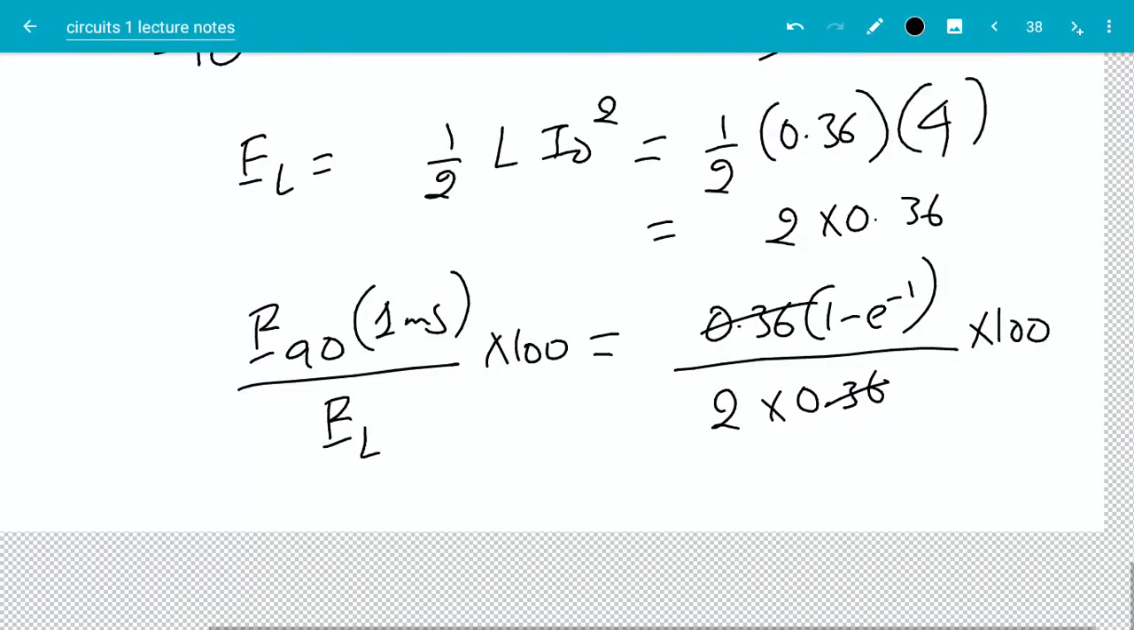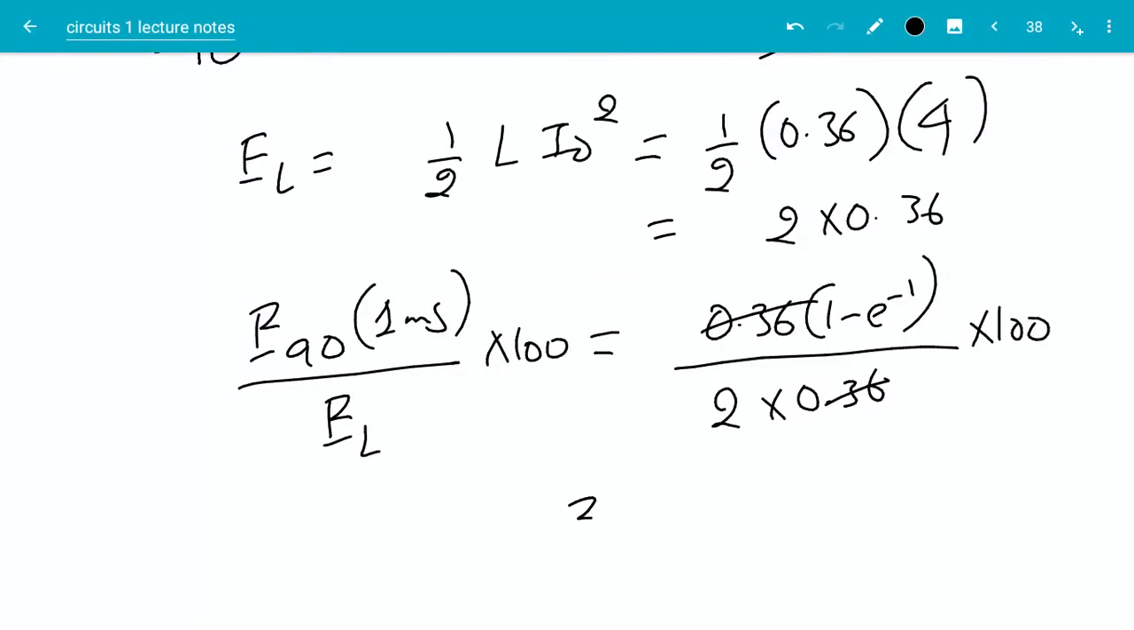And then I have to calculate this. So 1 minus e to the power minus 1, divided by 2, will be 31.6%.